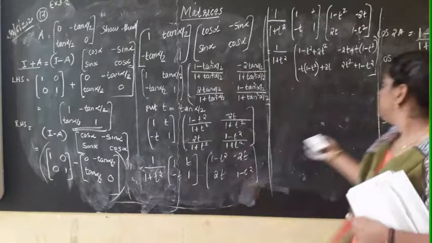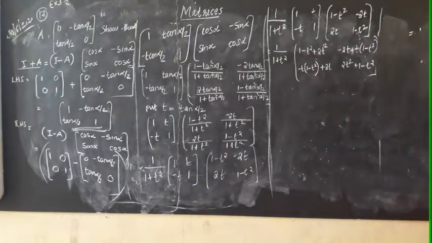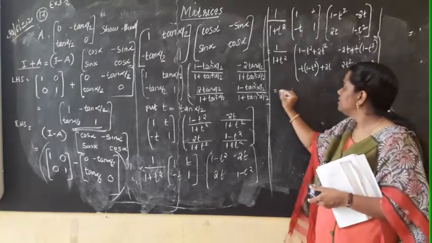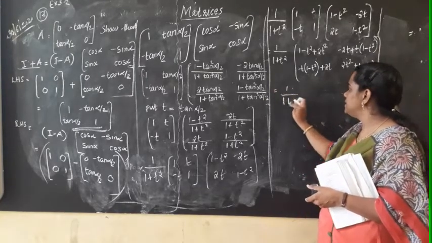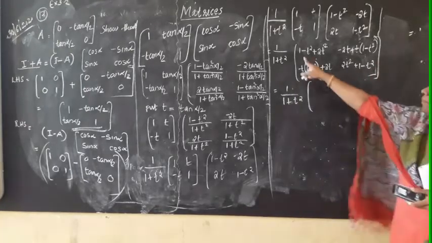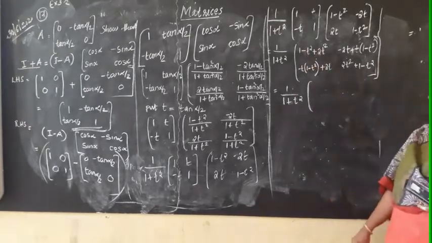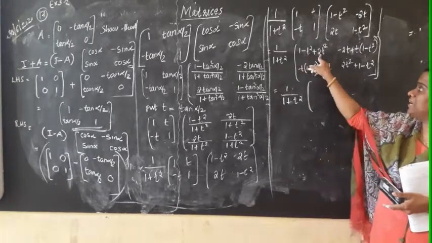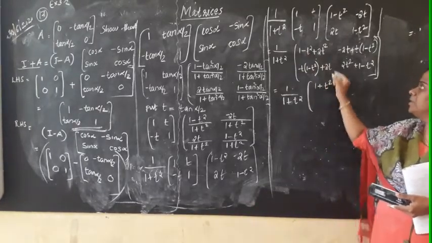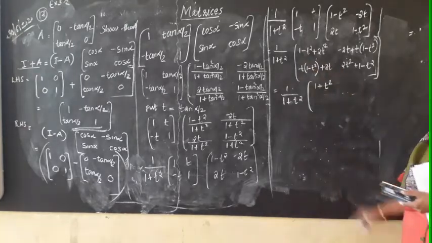Now we can simplify this. 1 by 1 plus t square into, here it is 1 minus t square plus 2t square. But we get here 1 minus t plus 2. That is 1 plus t square. 2 is positive now.